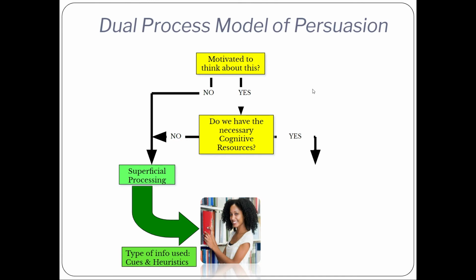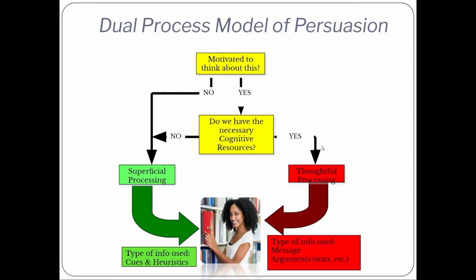However, if she's motivated to think about the persuasive issue and she has the cognitive resources to process the persuasive message, then her processing style would be thoughtful processing. It means that she would have the ability and the motivation to think about the persuasive message in a deliberate and critical way. And so the type of information she would pay attention to would be the argument itself. For example, the reasoning or the statistics presented in the argument.